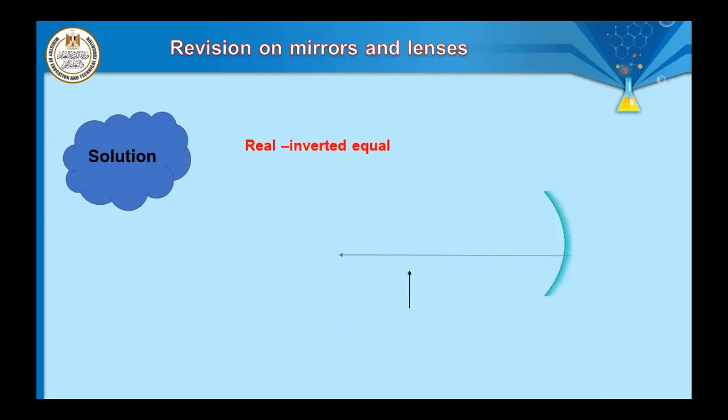Concave mirror, principal axis, center. The first ray is parallel to the principal axis, it will reflect passing through the focus. The second ray passes through the focus, it will reflect parallel to the principal axis. Where is the image? The image will be formed at the center. Properties of this image: real, inverted, equal.